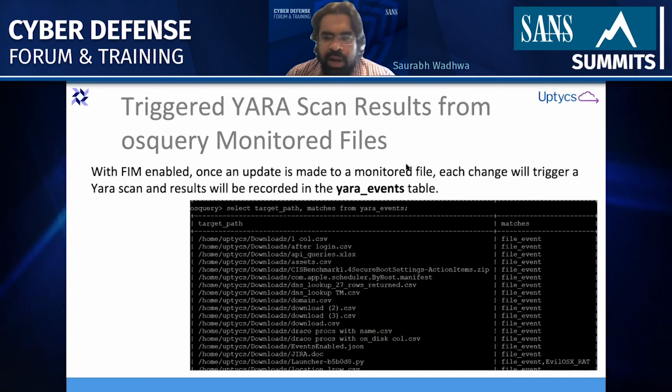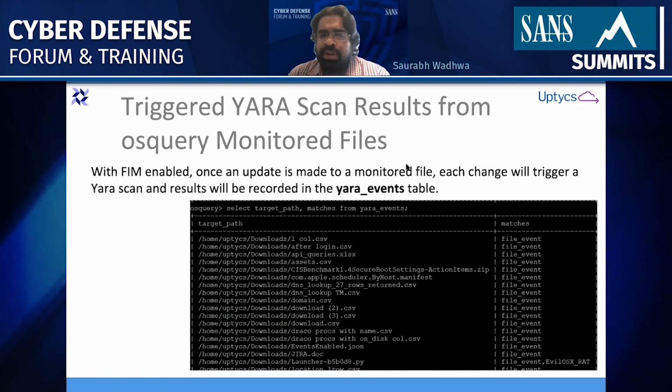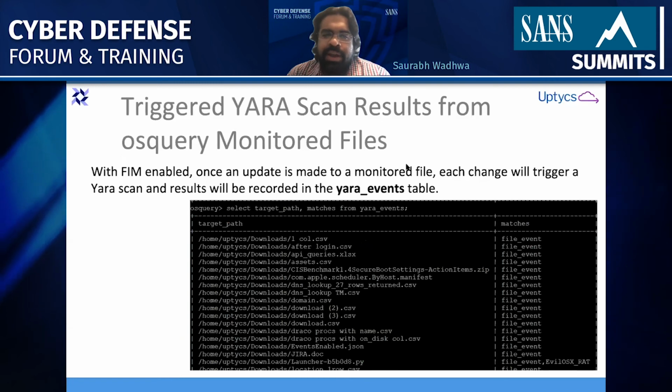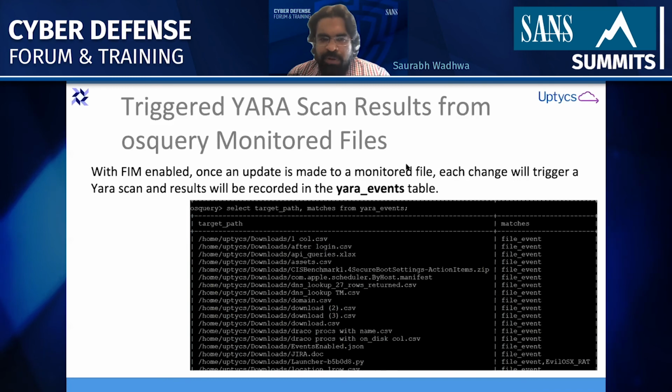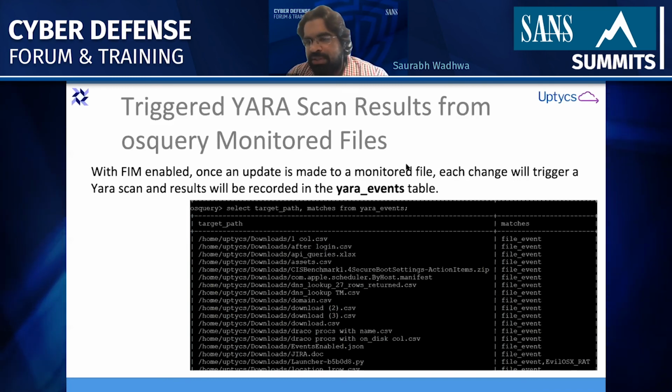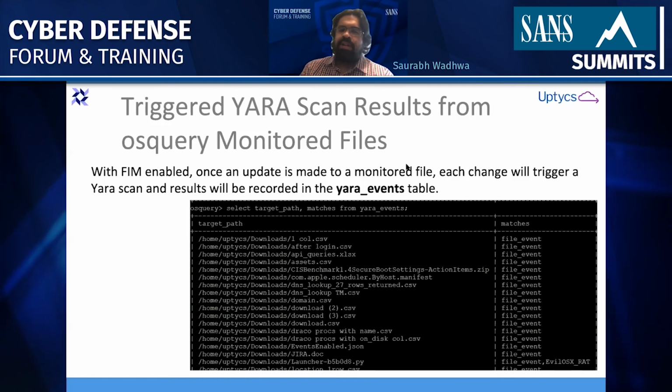So again, to reiterate what I said, with FIM enabled, once an update is made to a monitored file or a folder, each change will trigger a YARA scan, and if there is a match, the results will be stored in the yara_events table. In the image below, you can see what was the target path and what was the match. So it was a file event which actually got matched with the YARA scan.